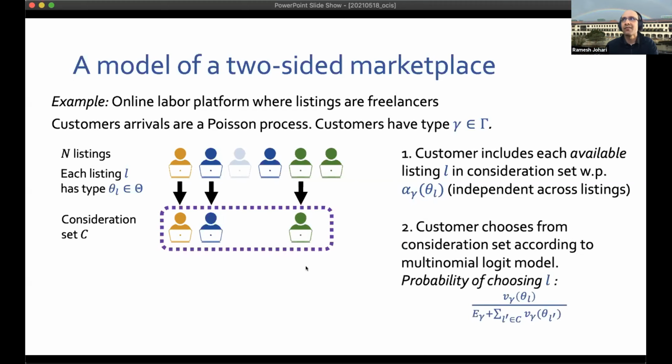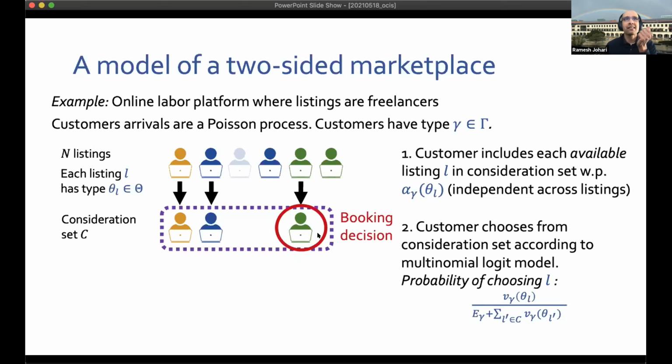So that's the second stage of our choice model, which is that a customer chooses from the consideration set according to a multinomial logit model. Multinomial logit is kind of a workhorse discrete choice model, and given the structural modeling we were doing, it was a natural choice for us to work with. In this multinomial logit model, there's a utility that depends on the customer type gamma and the listing type theta. And so the probability of choosing a given listing out of this consideration set is proportional to the utility of that customer type for that listing type.